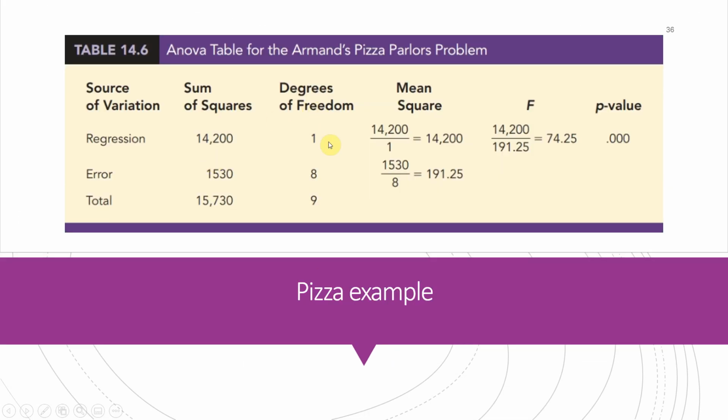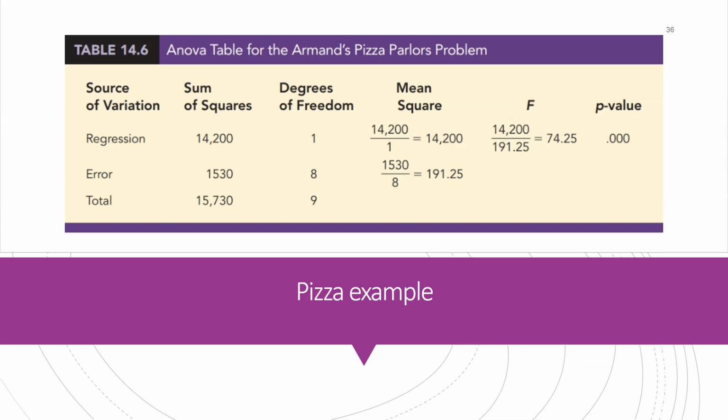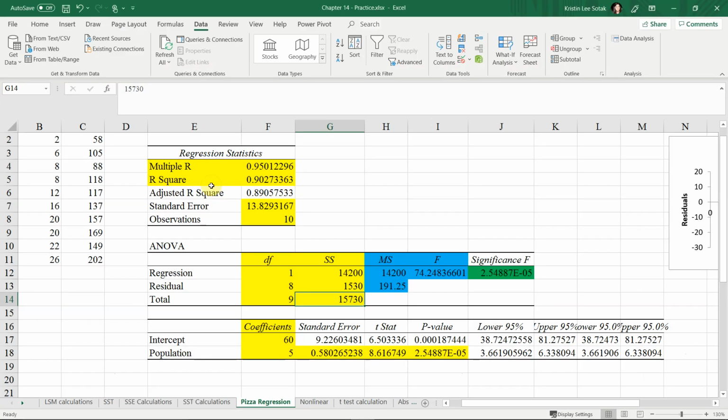So we have the degrees of freedom 1, 8, and 9. We have the sum of squares, right? Regression, residual, total. Remember, we calculated all those. They're all there. We have the mean squared, right?